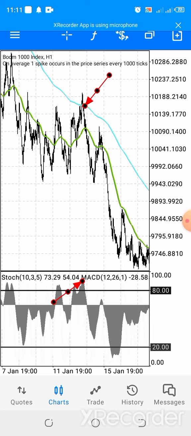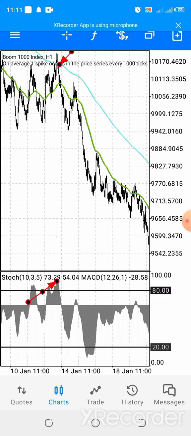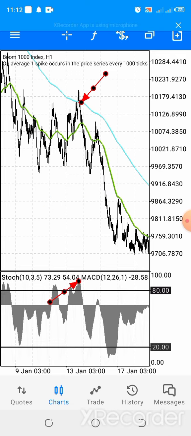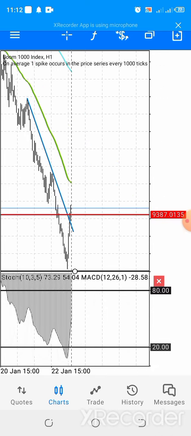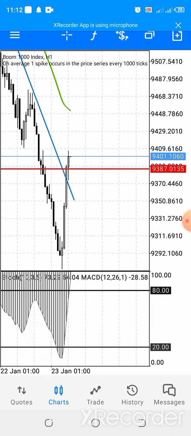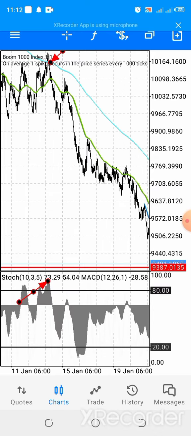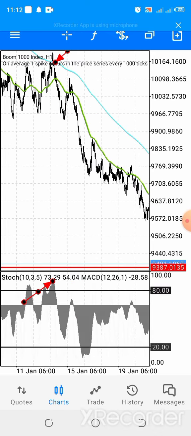Remember, the condition is that whichever direction price is going, if price is trending below the 200 moving average, okay, price is actually doing a downwards movement like what you can see here. You have to completely zoom in to have this view perfect. I don't want you to extend it like this. I don't want you to open it this way. Just zoom in completely, okay.